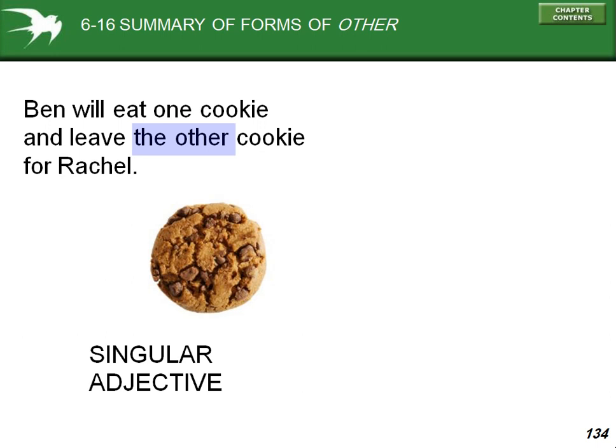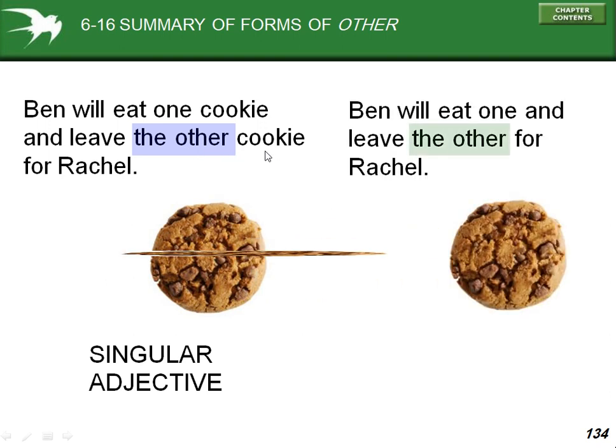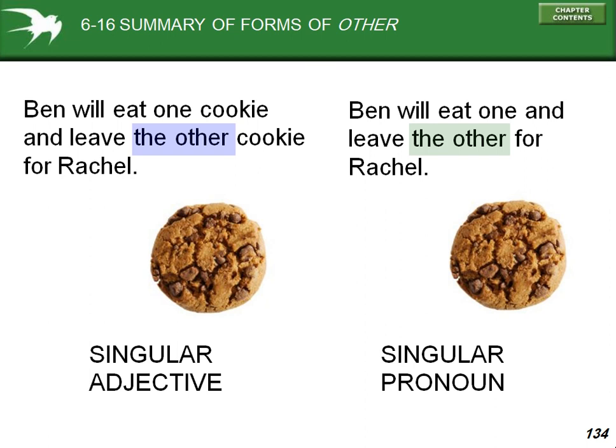Ben will eat one cookie and leave the other cookie for Rachel. Because there are two, that's why the other is used. One has been eaten by Ben, and now one is left, that's why the other is important. So it is an adjective because there is a noun after it.